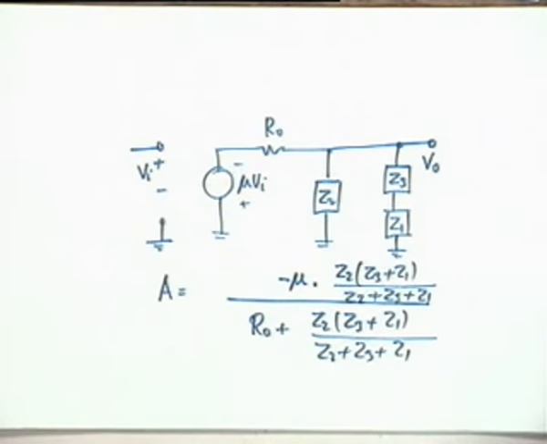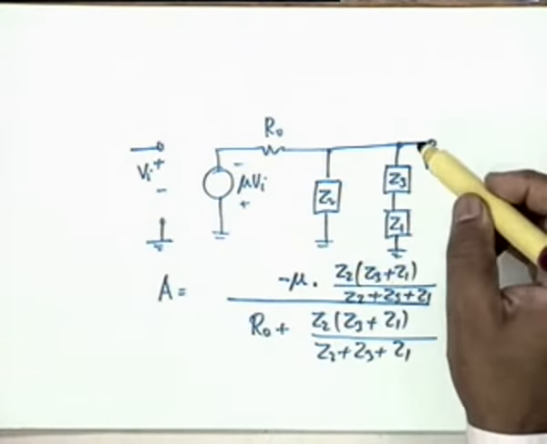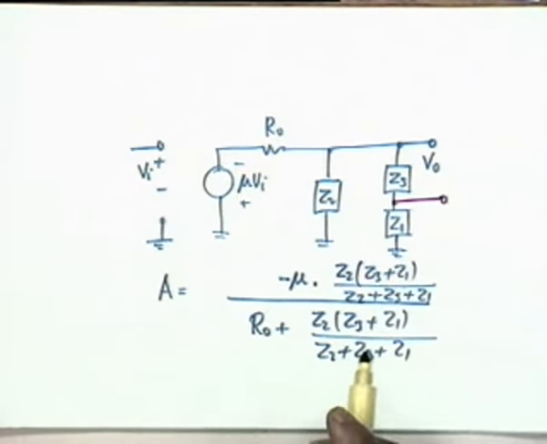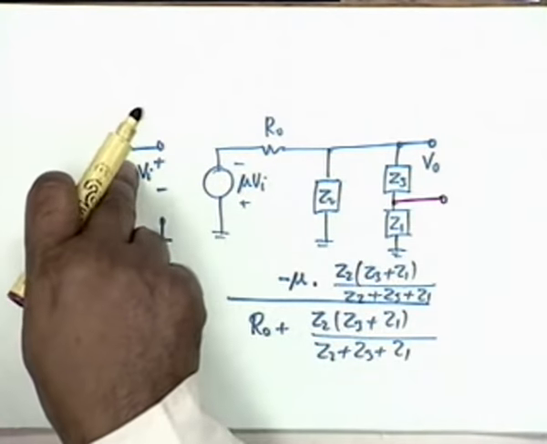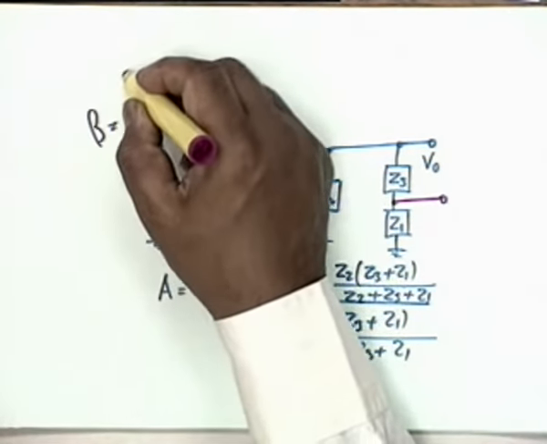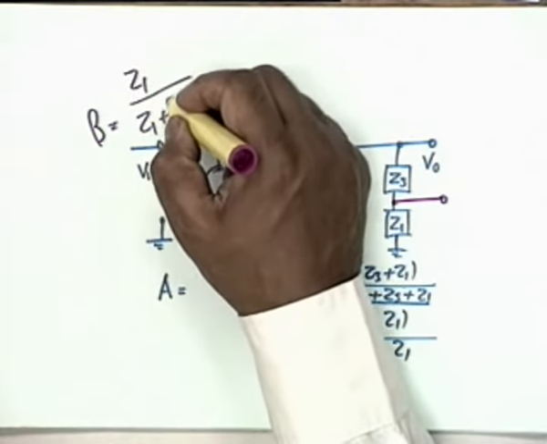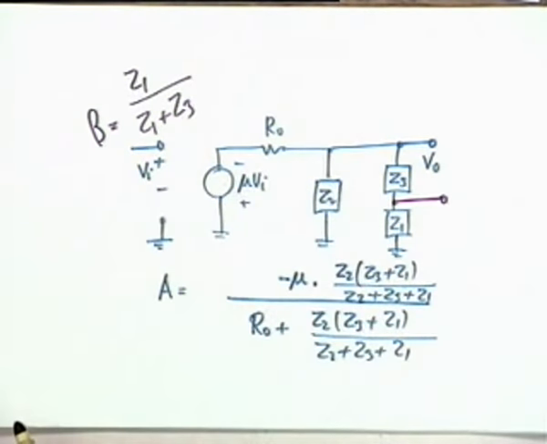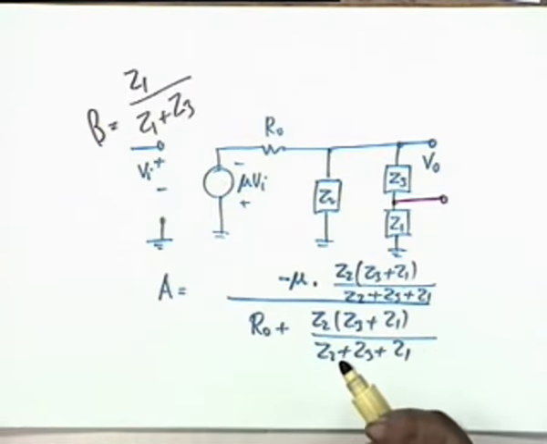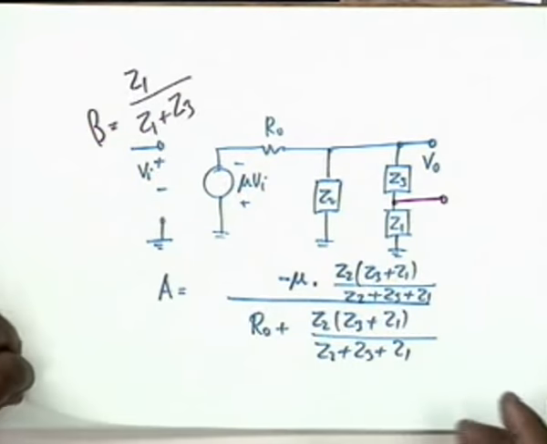I can also identify beta very simply. From the output voltage, a fraction from here is taken and fed back to Vi, to the input, and therefore beta is simply equal to Z1 divided by Z1 plus Z3. Agree? I have identified A, I have identified beta. All that is required now is to multiply the two and put equal to 1. Agreed? Let us do that.